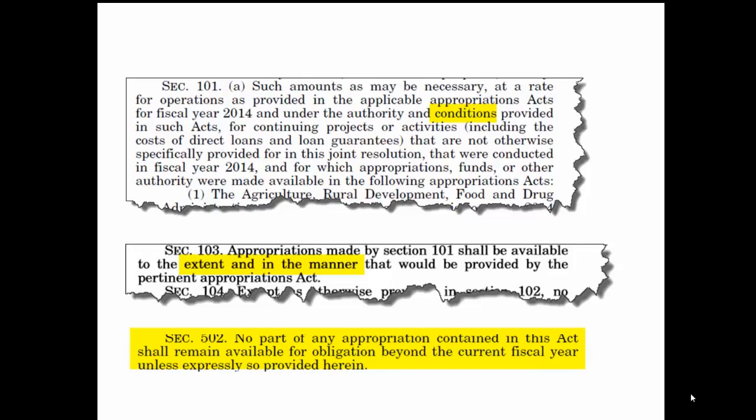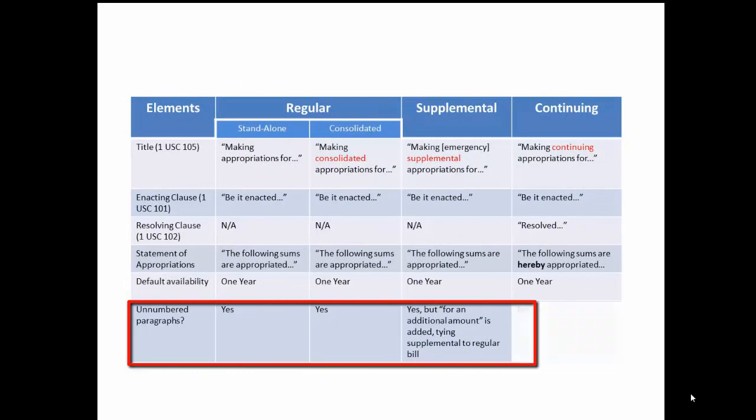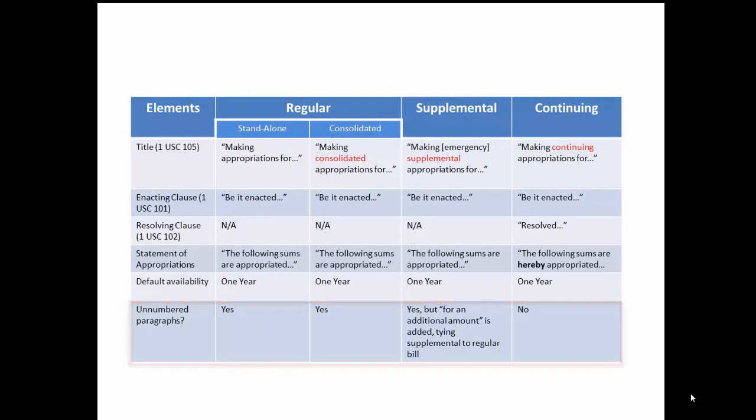But once we get through the title, the enacting or resolving clause, the statement of appropriations, and default availability, we find the similarities end. For example, there are no unnumbered paragraphs in a continuing appropriation. In fact, there are no titles, headings, or subheadings. We go straight from the statement of appropriations into the general provisions.